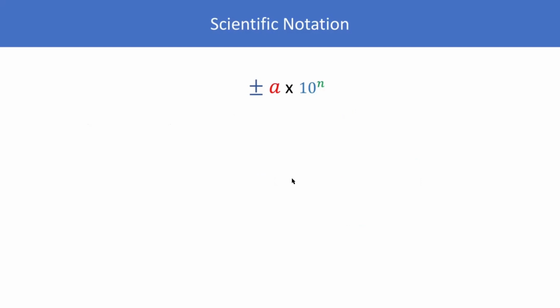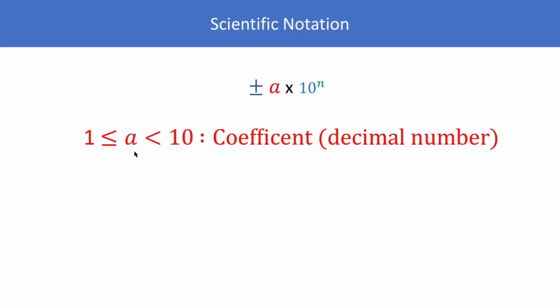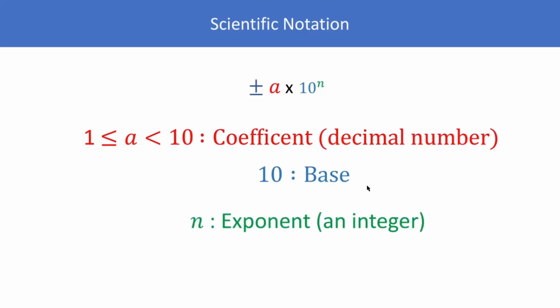The scientific notation is of this form. It could be a positive or a negative number, A times 10 to the power n. A is between 1 and 10: A is greater than or equal to 1, but less than 10. This is called the coefficient, and it's a decimal number. 10 is the base, it's not going to be changed. And n is the exponent. It's an integer that can be negative or positive.